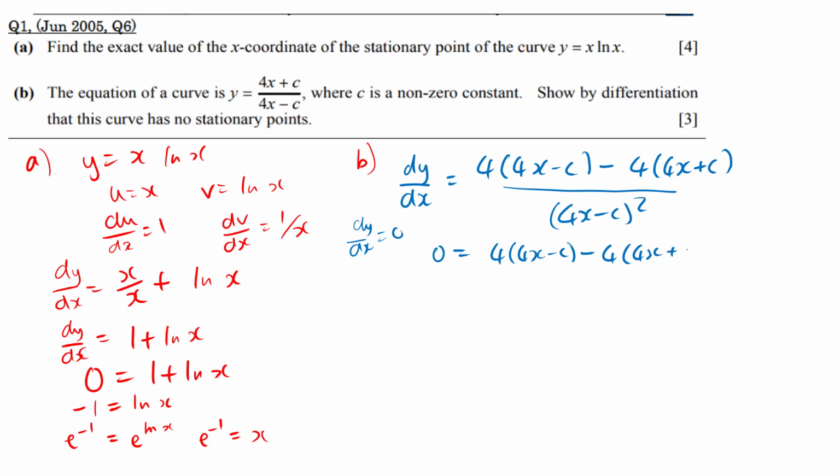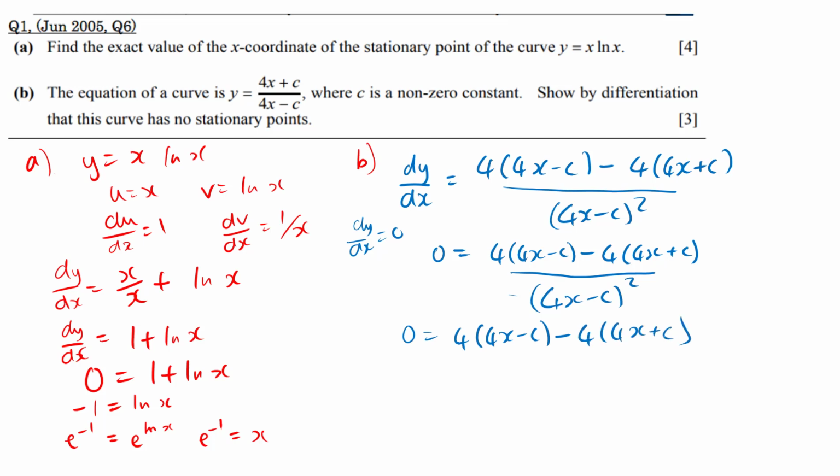And I'm assuming other people are stuck at this point as well, because I'm confident that you can all do this section. I was able to do this part. Yeah. Okay, so what I'll do here is we're going to multiply out by 4x minus c squared. So we're just going to get left with 0 equals 4 times 4x minus c minus 4 times 4x plus c. So yeah, that's good. So just go for it.